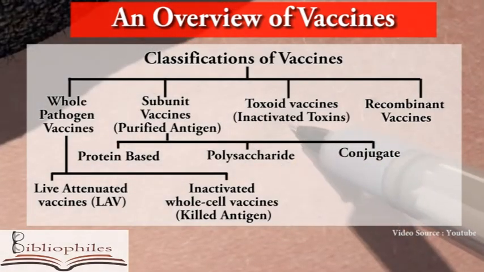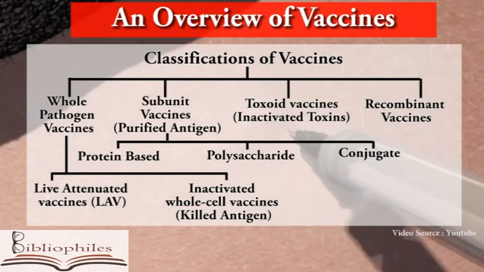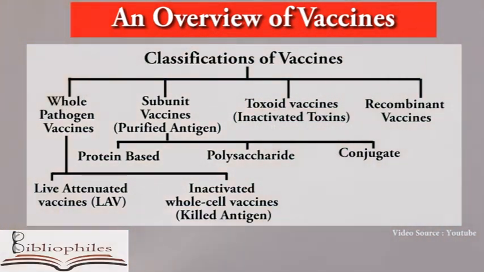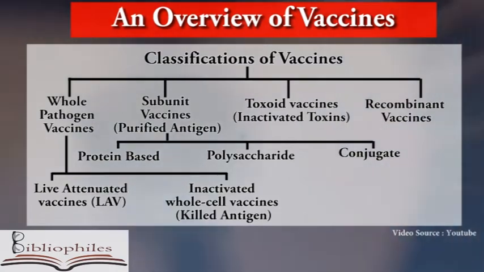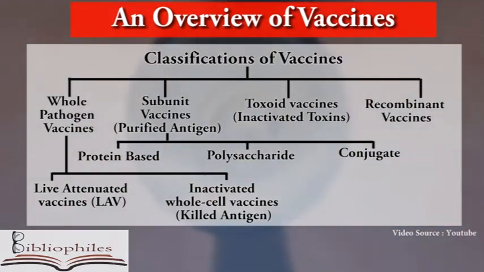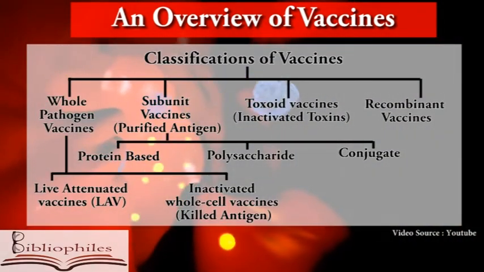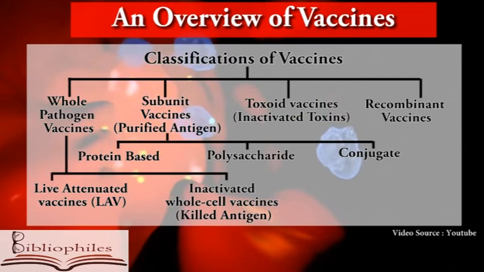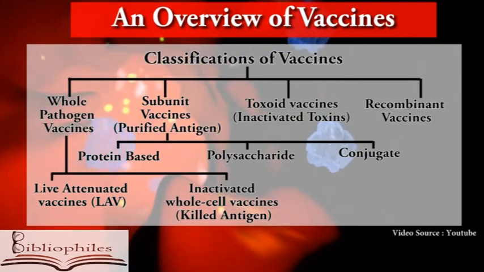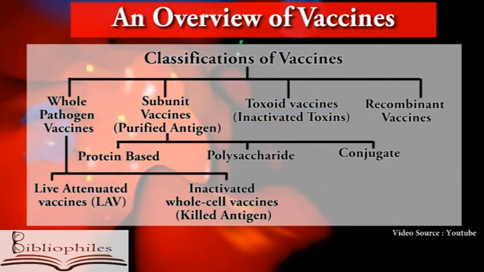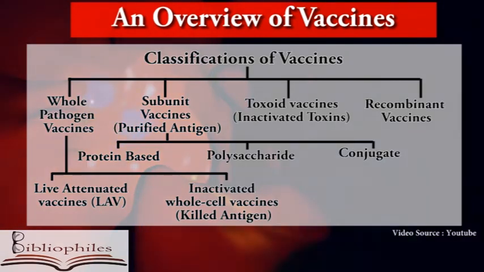These are whole pathogen vaccines, subunit vaccines, toxoid vaccines, and recombinant vaccines. Now, the whole pathogen vaccines can be subdivided into 2 parts, that is live attenuated vaccines and inactivated whole cell vaccines. And similarly, the subunit vaccines can be subdivided into 3 types, that is protein-based vaccines, polysaccharide vaccines, and conjugate vaccines. Now, let's look into these vaccines in greater detail.